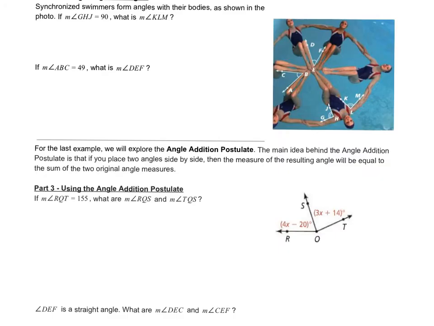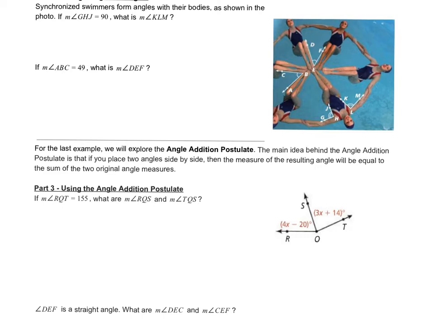Angles with the same measure are congruent angles. Now, remember, when we say congruent, we are saying that they are equal, so they will have the same measure, okay? They will have the same degree. This means that if the measure of angle A is equal to the measure of angle B, then angle A is congruent to angle B, okay? You can mark your angles with arcs to show that they are congruent, all right?